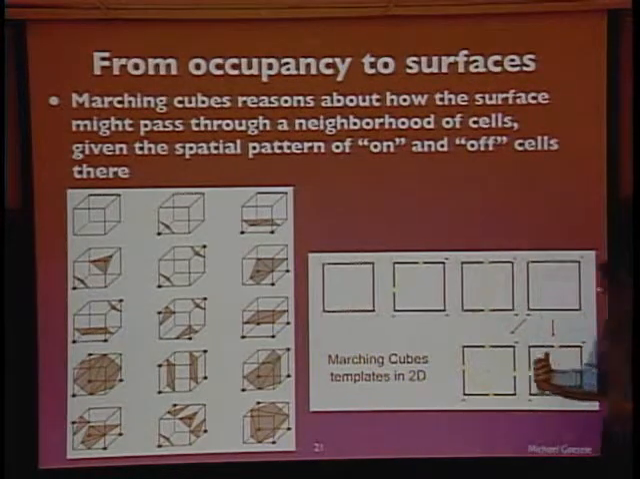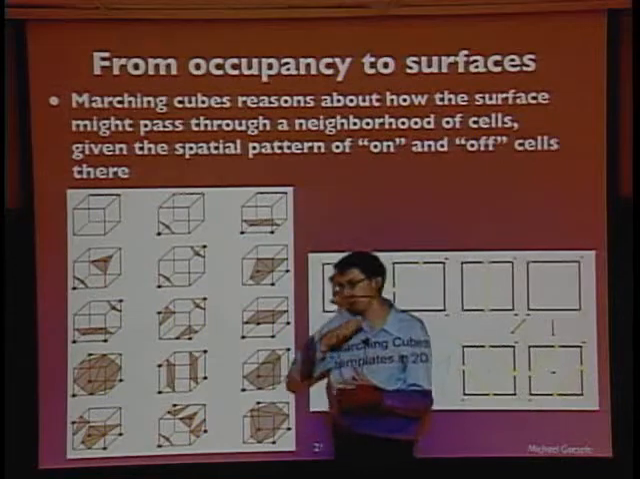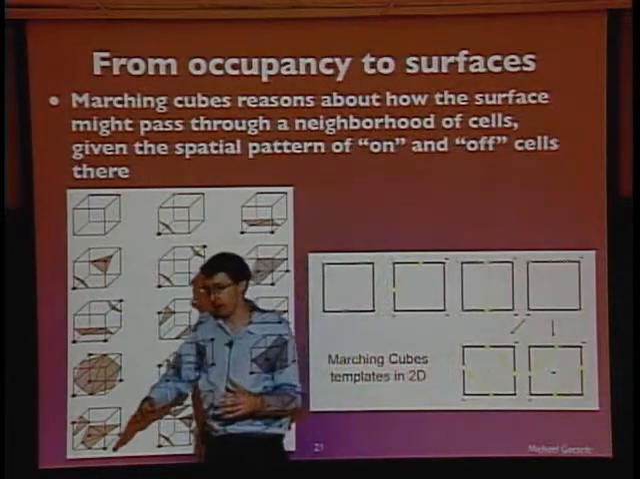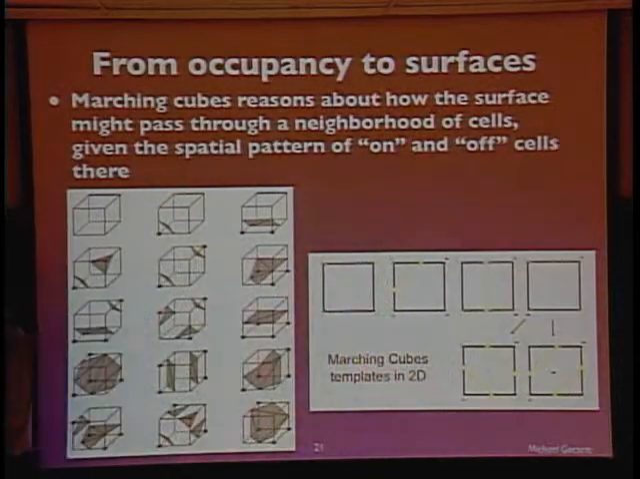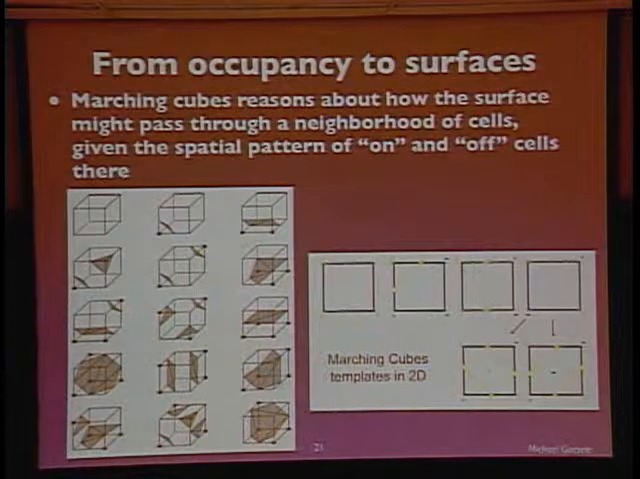So you basically reason about how the surface should cut through my occupancy grid given that I am on the boundary and my neighbors either are or are not. And you can enumerate all of the possible cases for all of your possible neighbors in 3D or 2D being part of the boundary or not. And that's exactly what marching cubes does.